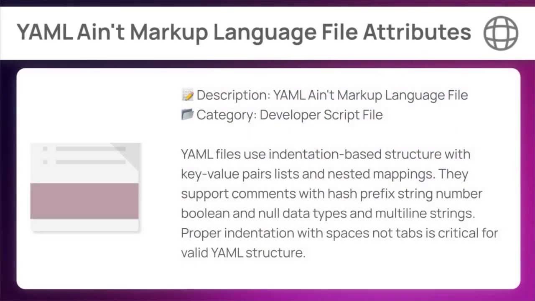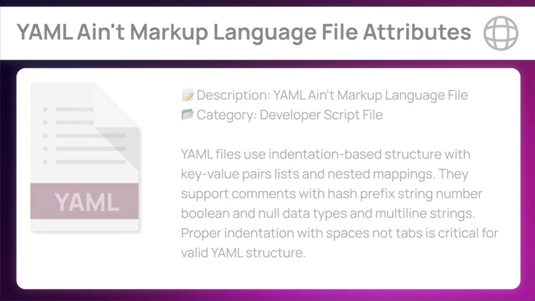YAML files use indentation-based structure with key-value pairs, lists, and nested mappings. They support comments with hash prefix, string, number, boolean, and null data types, and multiline strings. Proper indentation with spaces, not tabs, is critical for valid YAML structure.